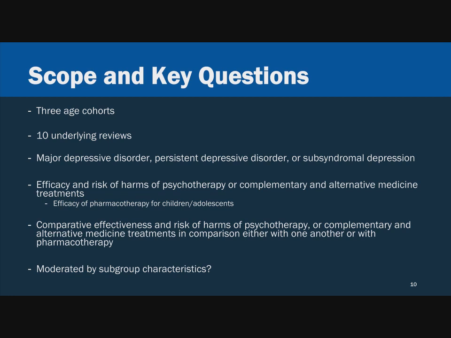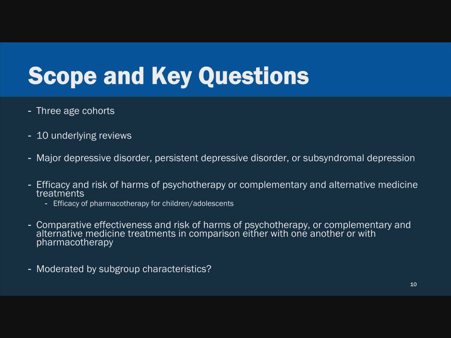Okay, so the next presenters are going to go into this in more detail, but briefly looking at scope and key questions, there were 3 age cohorts. There were children and adolescents, there were general adults, and then there were older adults. There were 10 underlying reviews used for this guideline, and that's systematic reviews and meta-analyses.